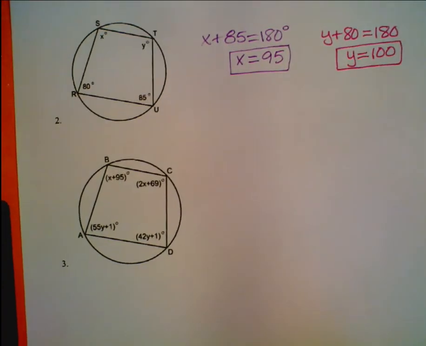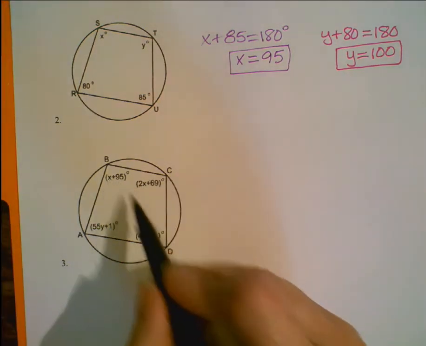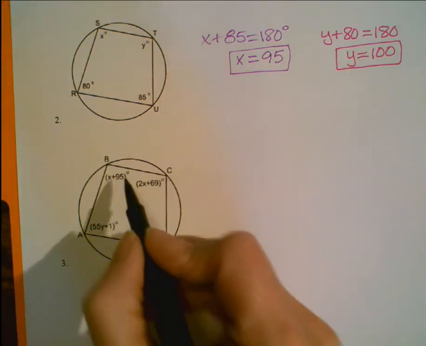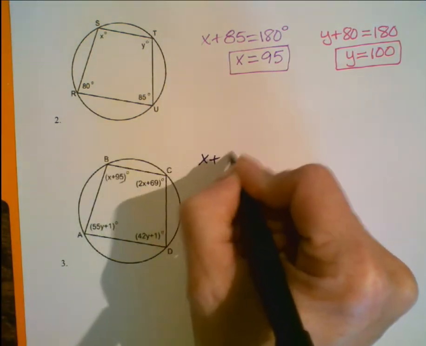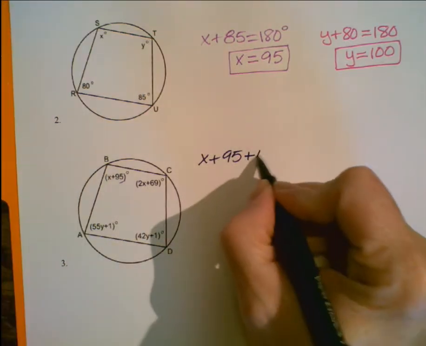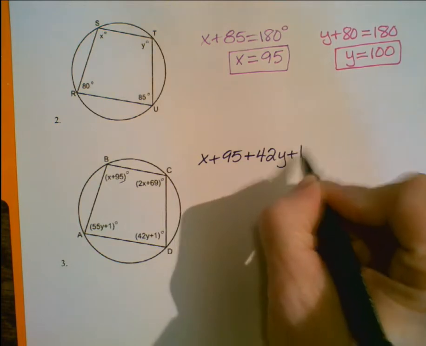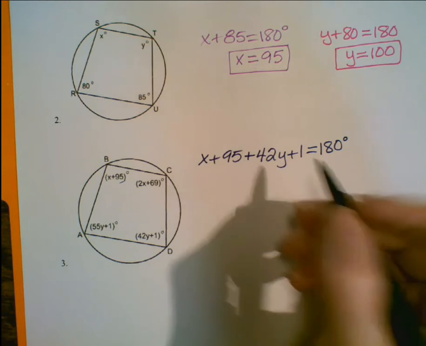So sometimes our solutions are going to be very brief and pretty direct. Other times there will be a little more algebra involved, and that's what we're going to see here in example 3. All right, so once again, we have a quadrilateral that's been inscribed in a circle, which means both pairs of opposite angles must be supplements. So in this case, the measure of angle B, x plus 95, plus the measure of the opposite angle, 42y plus 1, must equal 180.